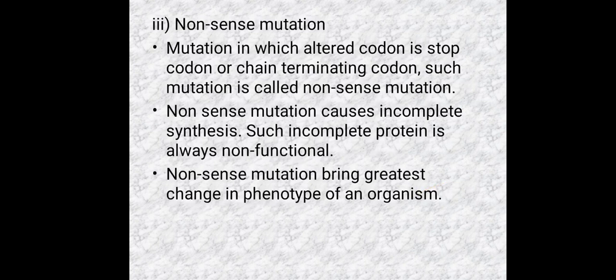If the codon is UAC, this UAC codon codes for an amino acid, but due to the mutation, if the codon is changed into UAG, now this UAG is a stop codon. So at that intermediate site there is termination of protein synthesis, and it results in incomplete polypeptide chain synthesis, that is, a non-functional protein. This nonsense mutation brings the greatest change within the phenotype of the organism.